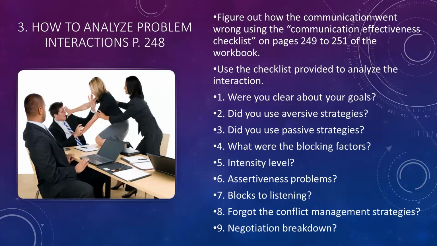3, how to analyze problem interactions. Page 248 of the workbook. Figure out how the communication went wrong using the communication effectiveness checklist on pages 249 to 251 of the workbook. Use the checklist provided to analyze the interaction. 1, were you clear about your goals? 2, did you use aversive strategies? 3, did you use passive strategies? 4, what were the blocking factors?